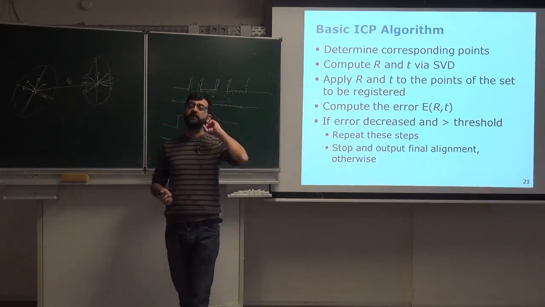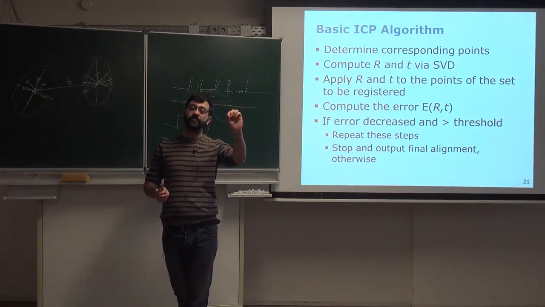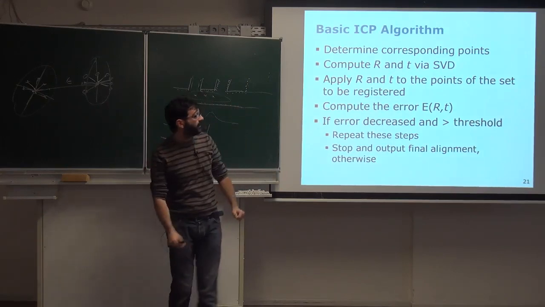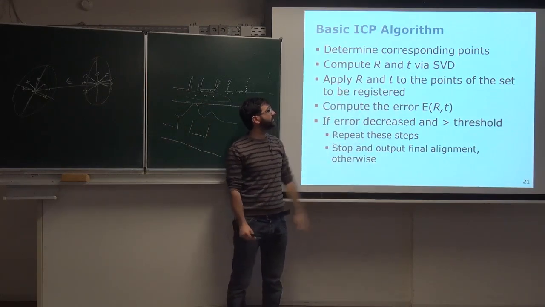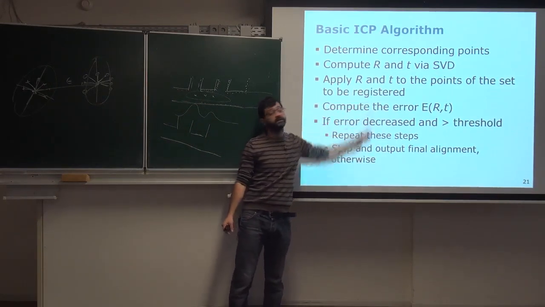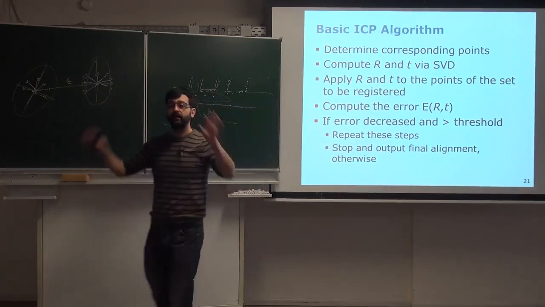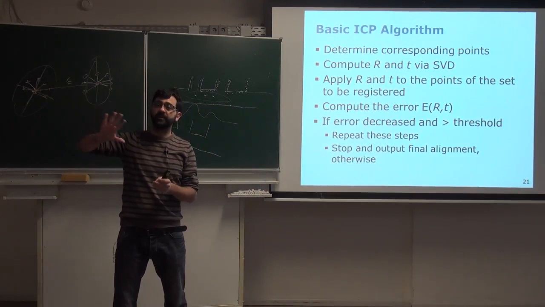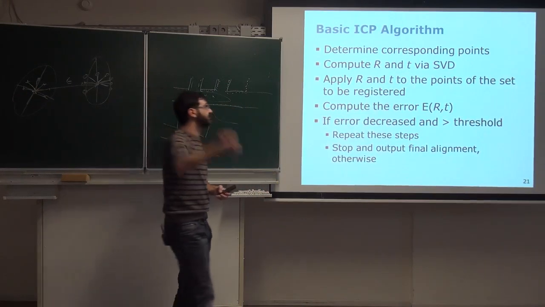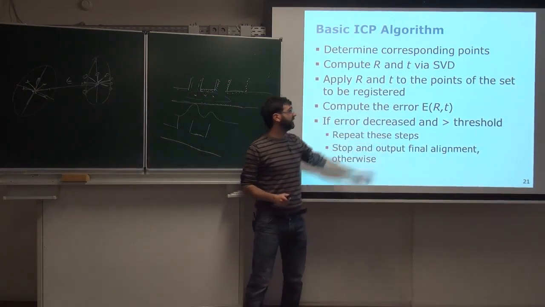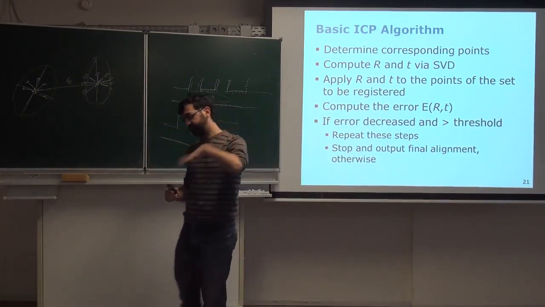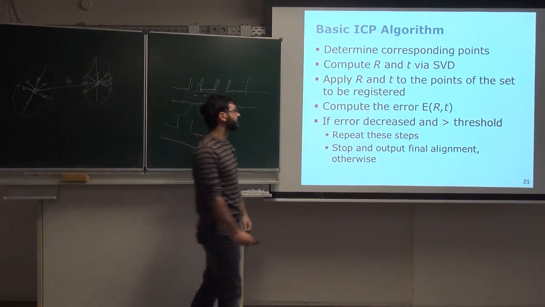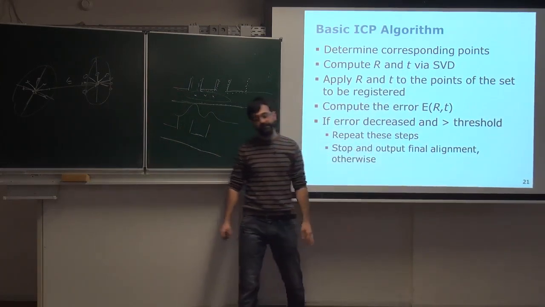We do it by considering, from one point cloud, one set of points, the closest one in the other set. We have two formulas that tell us how to compute the rotation and the translation given this associated point set. We compute that, we transform the second cloud, and we reiterate over and over. If the error decreases below a threshold and the correspondences do not change, we just stop. And then we output the final alignment.